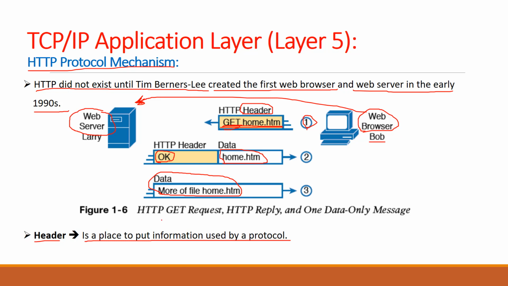So for the HTTP protocol mechanism, we have something called an HTTP GET request sent from the browser to the web server. And we have another message called an HTTP reply that has OK in its HTTP header. And then one data-only message will be sent from the web server to the web browser, and then the web browser can have all the contents of the web server shown in the web browser.